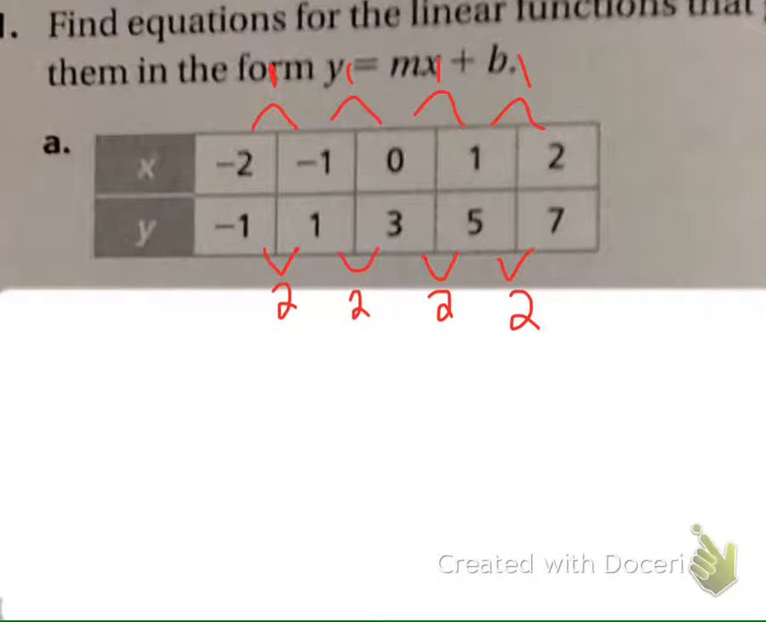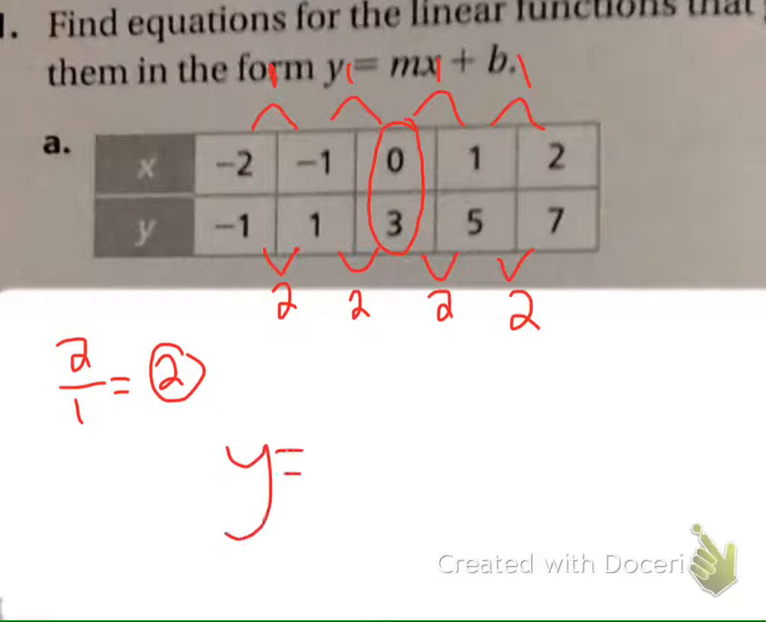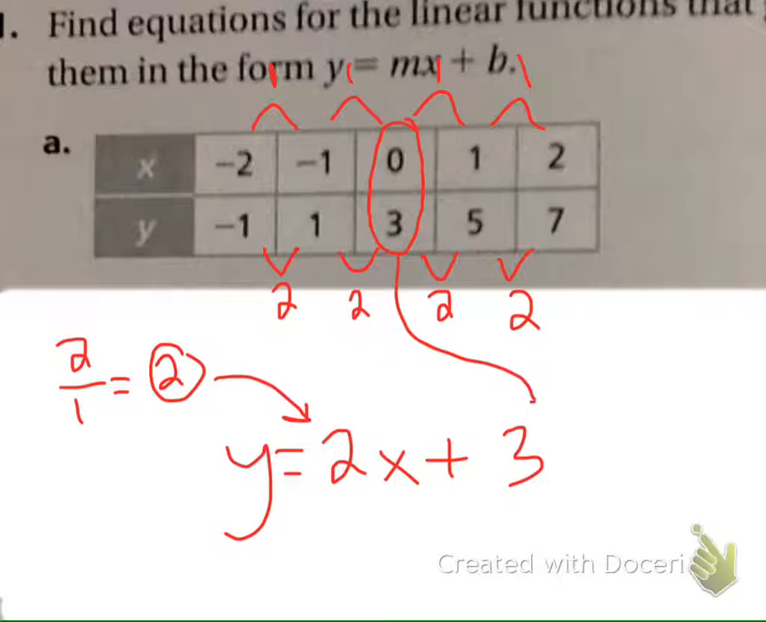Now to find my slope, I do change in y, so y carets divided by change in x carets. So 2 divided by 1, which is 2. So that's my m. And I also need to find my b. So I have to look at my table. Do I already have, when x is 0, what y is? So when x is 0, y is 3. So I already have my y-intercept or my b. So I just put this in the equation. Y equals 2x, because that's my slope, or my unit rate, plus 3, because that's my y-intercept.